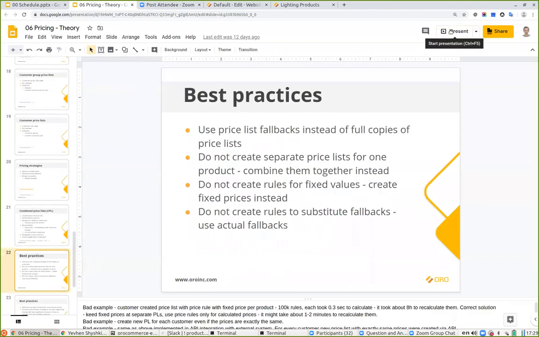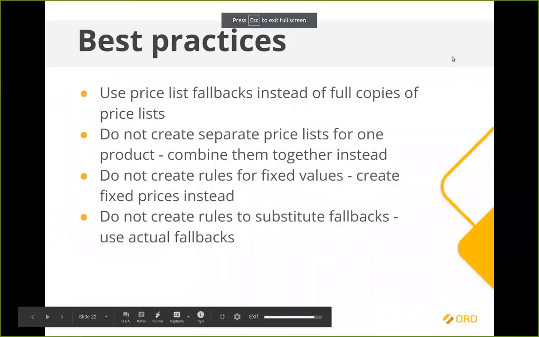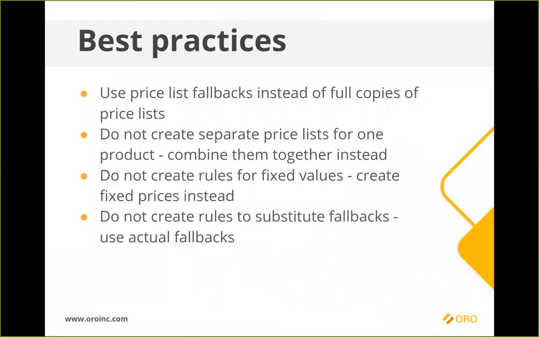And a couple of best practices about using the pricing engine and how to deal with prices in real life. We have some customers which use full copies of the price list instead of fallbacks. Please use fallbacks, because first, you will have better performance, and second, it will be easier for you to handle them. Next recommendation, do not create a separate price list only for one product. Combine them together instead. Again, for performance reasons. The fewer price lists you have, the fewer joins the application has to make, and the faster it will work. Do not create rules for fixed values.